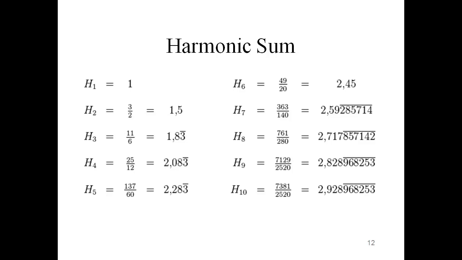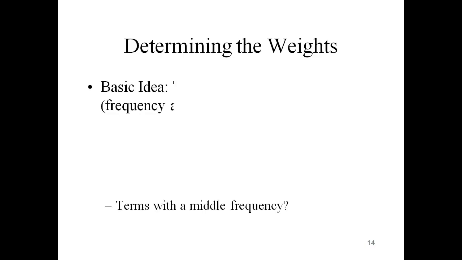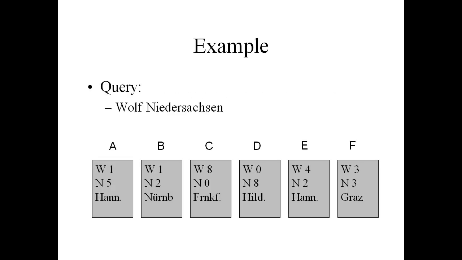Okay, so now we have a way to decide if the sum of occurrences is equal. Even if it's not equal, we use this weighting scheme. Okay, questions? So the more balanced document will win. But that's not all to weighting, but a very important issue. The next question is, is Wolf and Niedersachsen really to be dealt with identically? Now the question is, are all terms really equal?